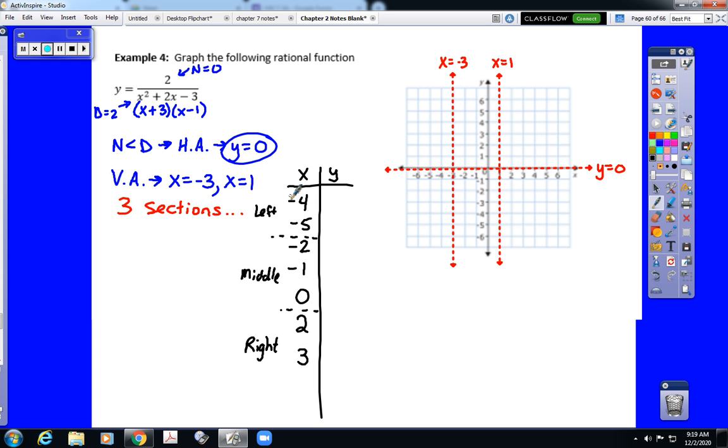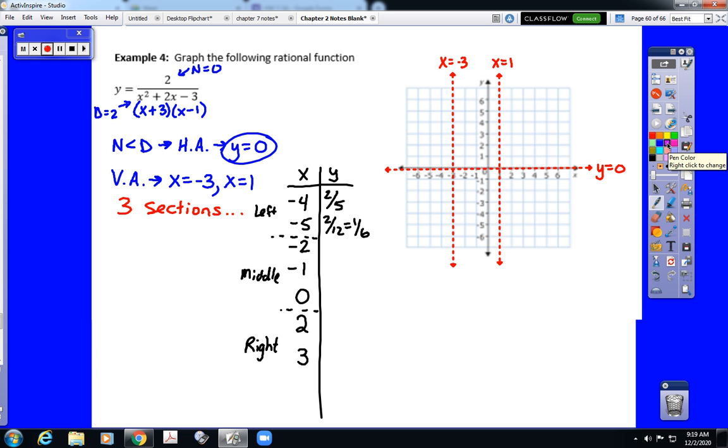So for negative 4, when we plug that in, the denominator would be 16, minus 8 is 8, minus 3 is 5, so y would be 2 over 5. For negative 5, that would be 25, minus 10, which would be 15, minus 3 would be 12. That would be 2 over 12, or 1/6. So that should be enough for us to graph that section of the graph.